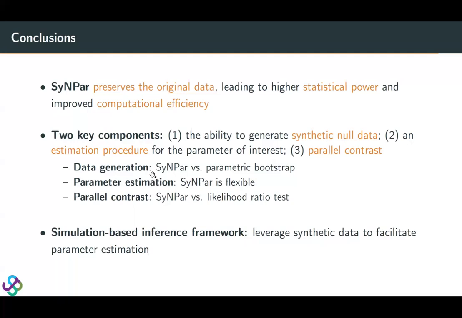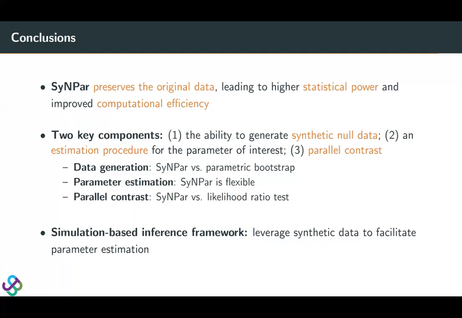The data generation procedure is very related to parametric bootstrap because we need to fit a parametric model and then generate data from there. But unlike parametric bootstrap, we set our parameter of interest to the null case. That is different from the bootstrap, where you don't change the parameter to the null case.